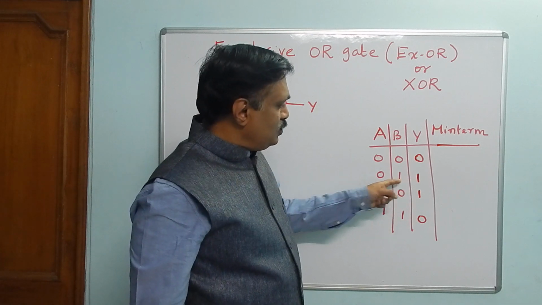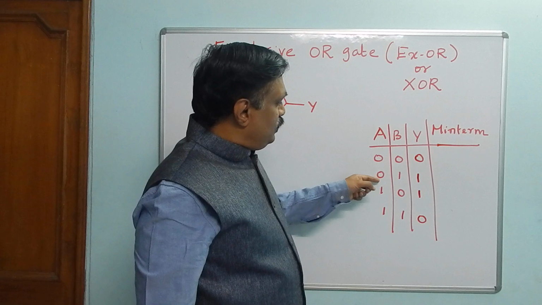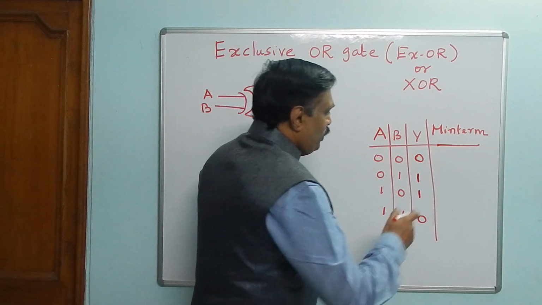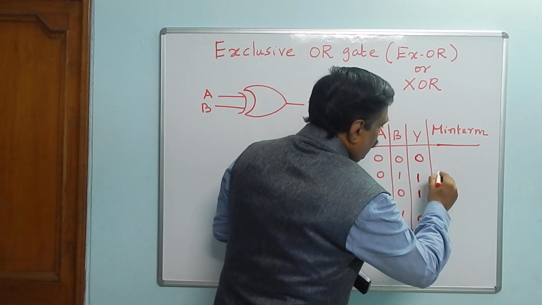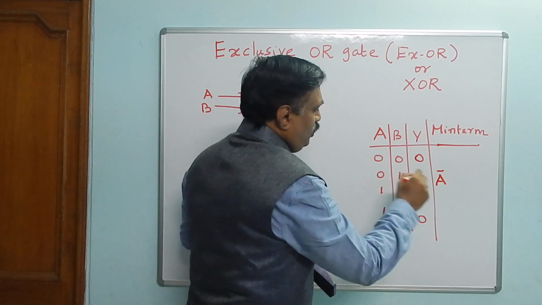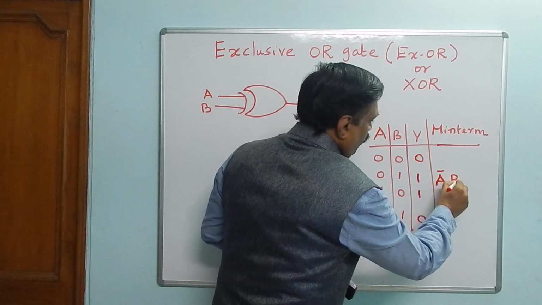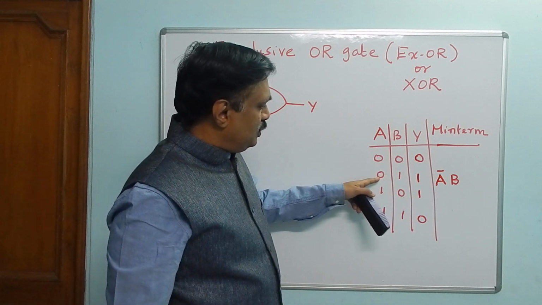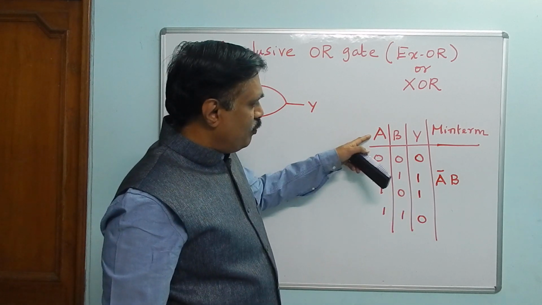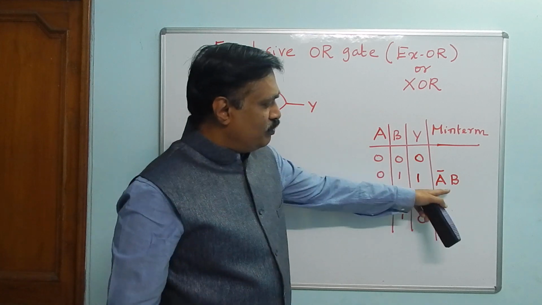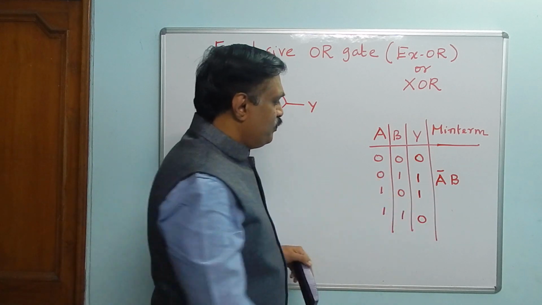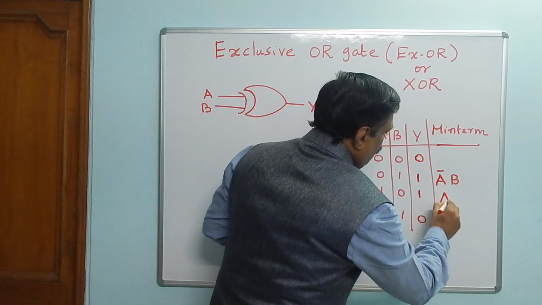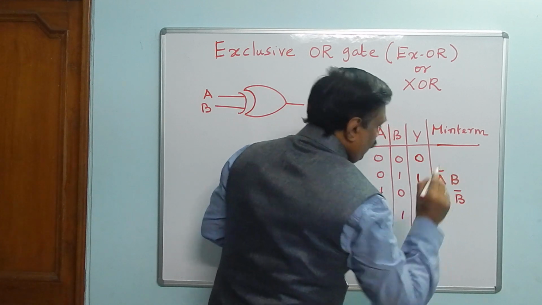Therefore, for this min term, this is 0, that means A complement, A bar, and this one is 1, B. Therefore, A bar B. For this one, A is 1 and B is 0, therefore A B bar.